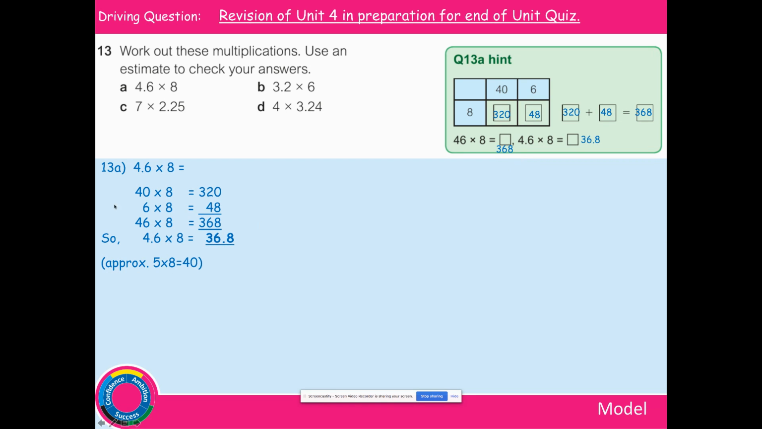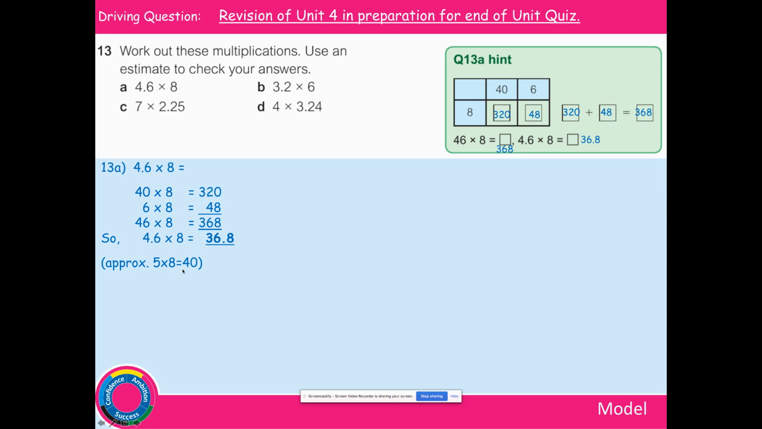Here I've written it down in a column, so you might want to copy this kind of column for the other 3 questions. 4.6 times 8, so I'm looking at it being 40 times 8 and 6 times 8. I do both my multiplications, then add them to get 46 times 8. But because 46 becomes 4.6, our answer becomes 36.8. It's moved over.